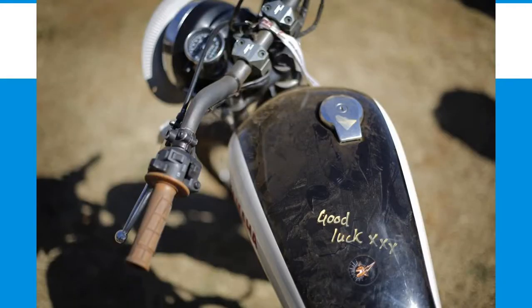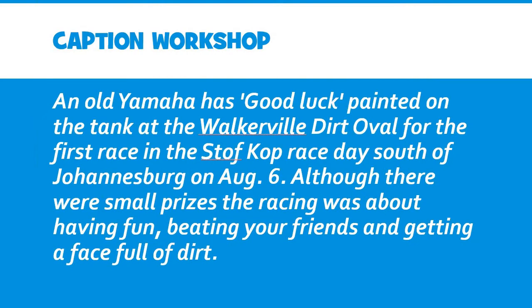This works the same way if there's a photograph without any people in it. So here we have an example. This is just a photograph of a motorcycle. And the caption would read, "An old Yamaha has good luck painted on the tank at the Walkerville Dirt Oval for the first race of the Stuff Cop race day south of Johannesburg on August 6. Although there were small prizes, the racing was about having fun, beating your friends, and getting a face full of dirt." Notice that the first sentence, again, describes exactly what is going on in the photograph, and the second sentence gives you a little bit more information. I would have no idea that there were small prizes just by looking at that picture of the motorcycle.